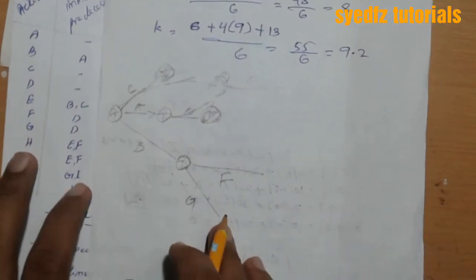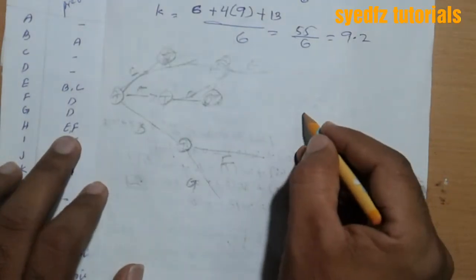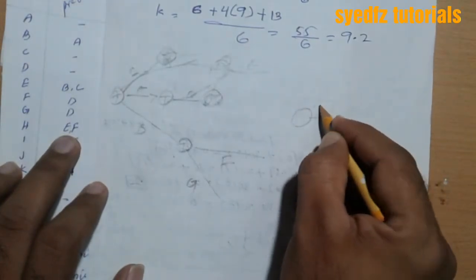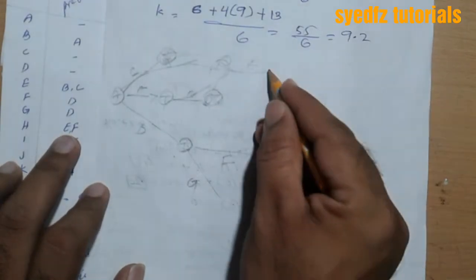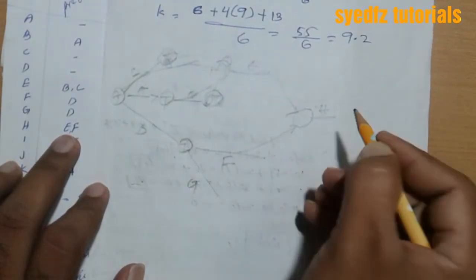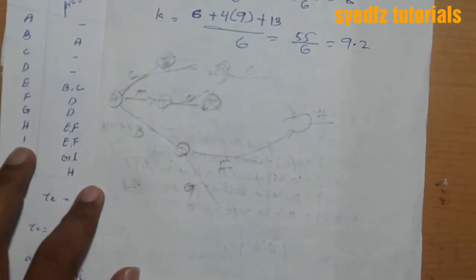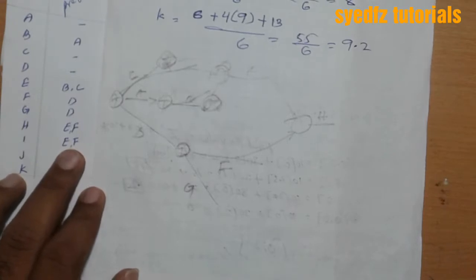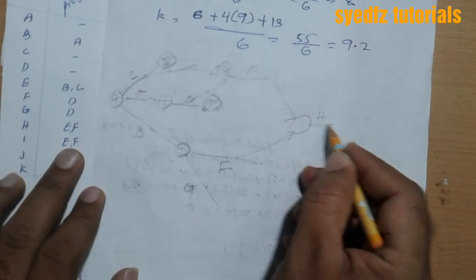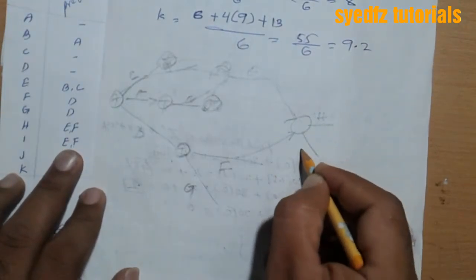H happens from E and F. Means here H should be, this is H, and it should happen from E and F. This F is attached here, this F attached here. Okay, I happens from E and F. Again, from E and F, I happens. H also happens and I also happens. This is activity I.